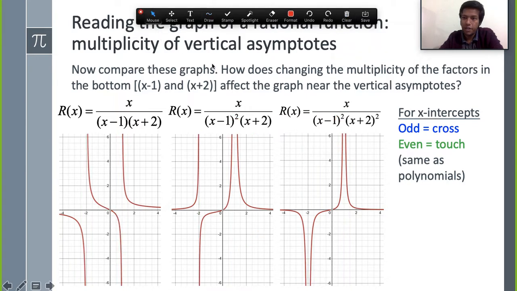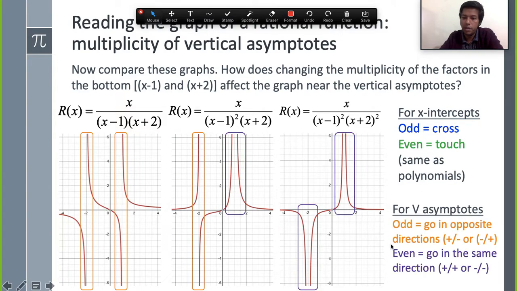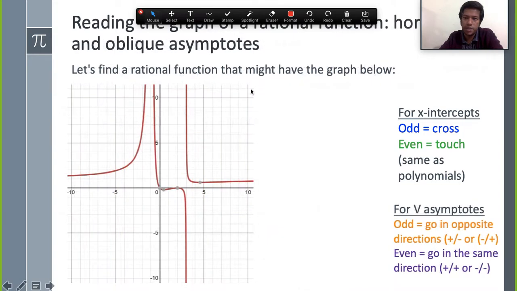So actually it gives us a lot of information. You can see odd go in opposite direction, and for even they will go in the same direction. That is the decision here. So what do you know about this?